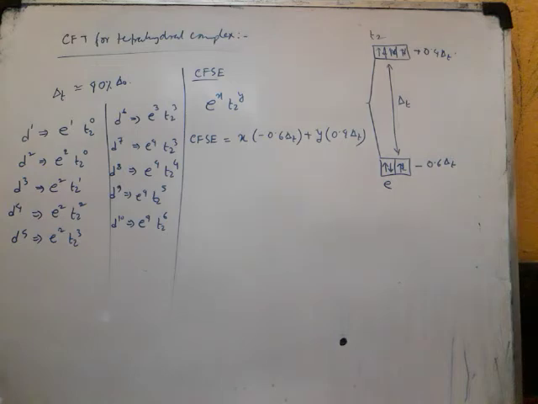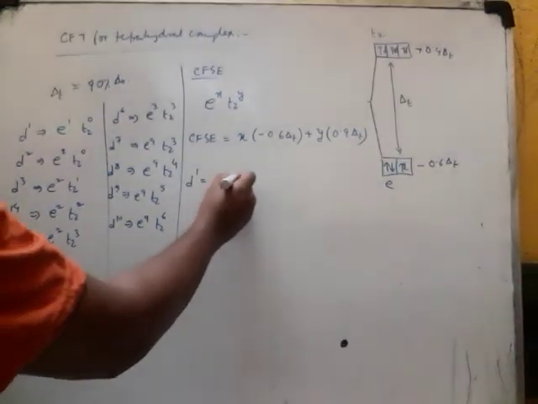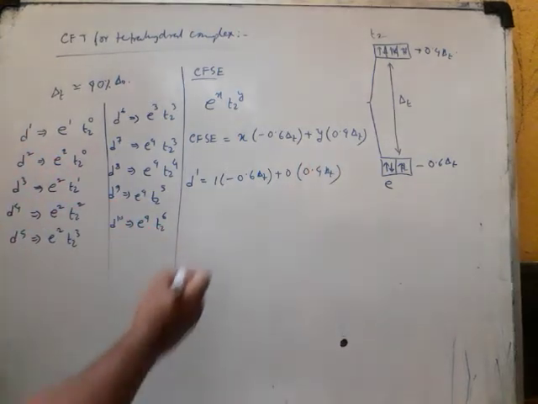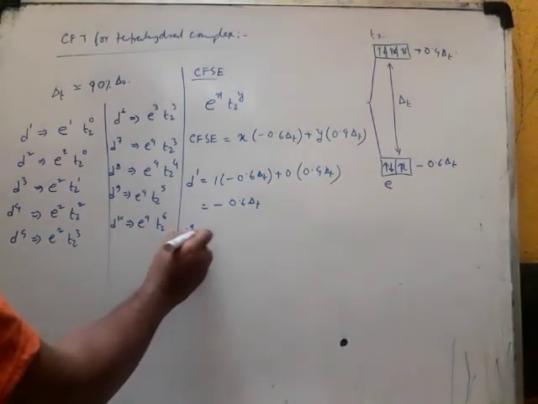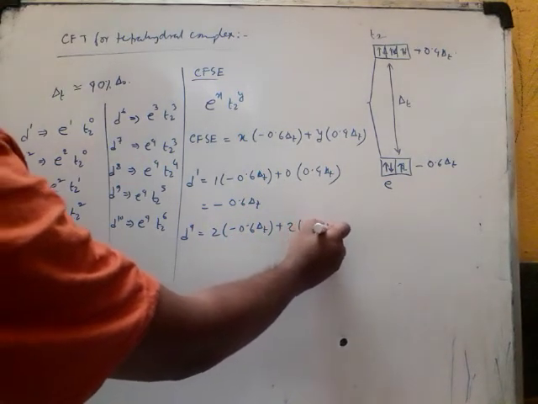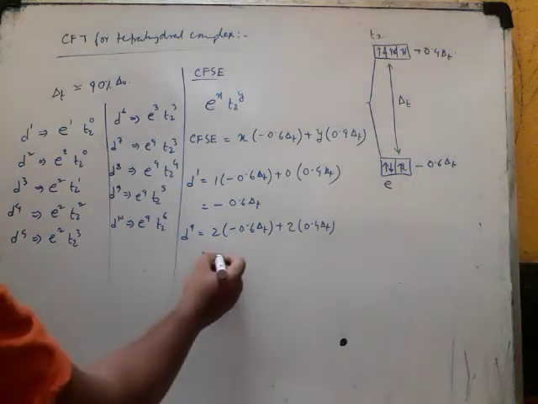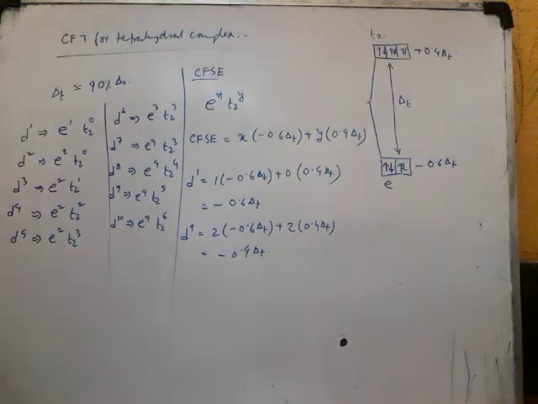Now you can calculate CFSE from this electronic configuration. Let d1, what is the CFSE? 1 into minus 0.6 delta T plus 0 into 0.4 delta T, that means minus 0.6 delta T. What is the CFSE of d4? 2 into minus 0.6 delta T plus 2 into plus 0.4 delta T. So minus 1.2 plus 0.8, that means minus 0.4 delta T. In this way, we can calculate CFSE for tetrahedral complexes.